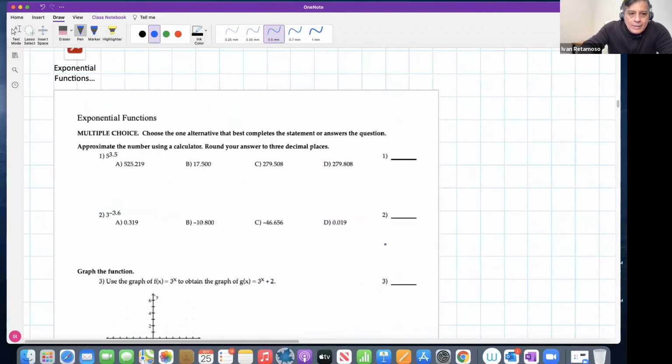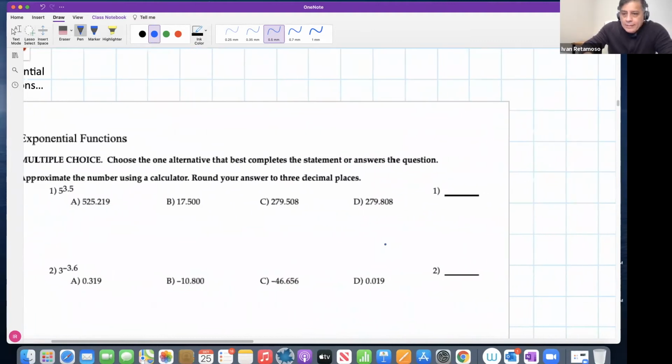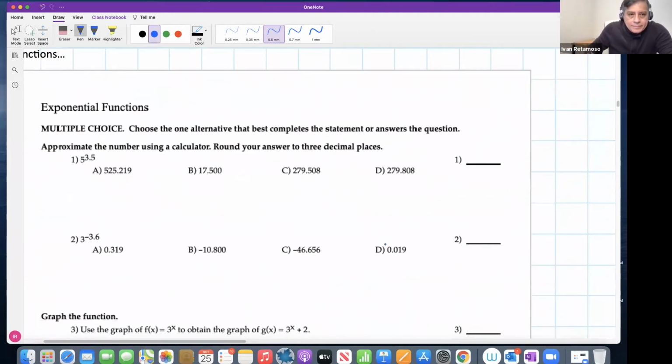So can you try number 1? This one. Use your calculator or our Desmos calculator and get number 1 done. This is computation, all right? Just get this done and let us know what you got for the answer.